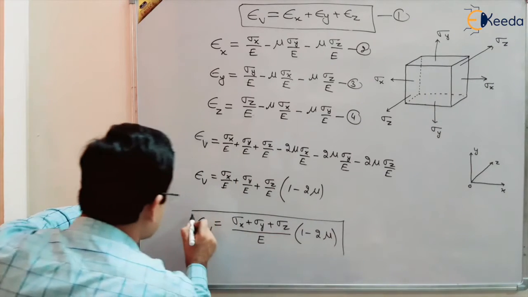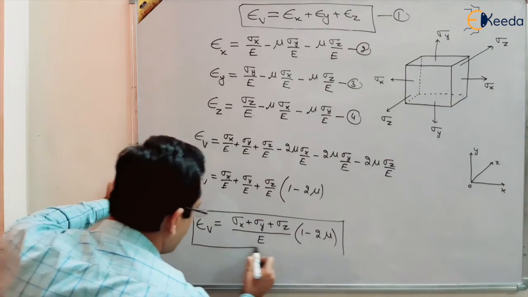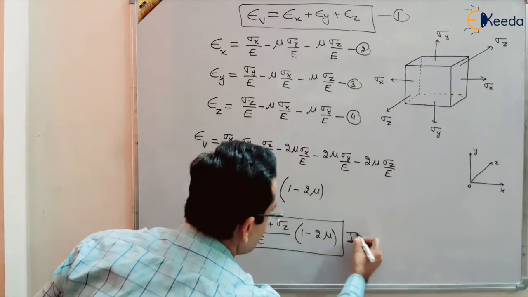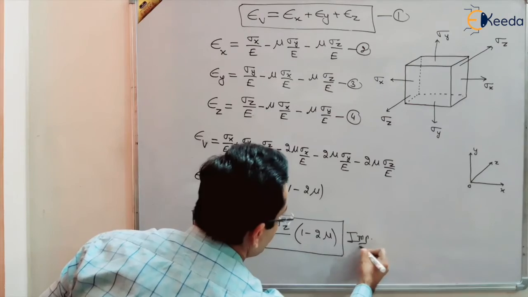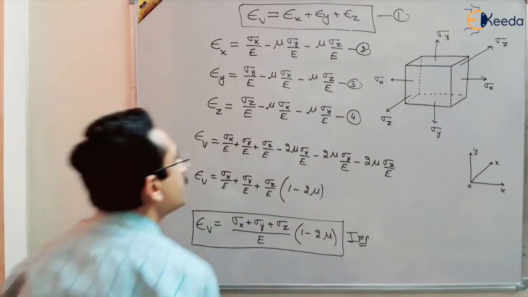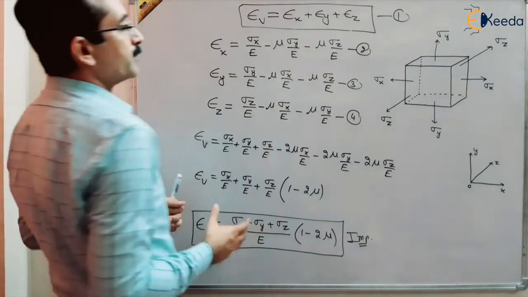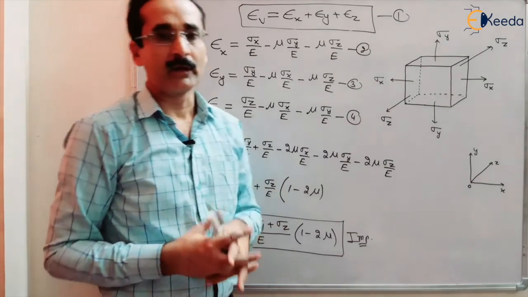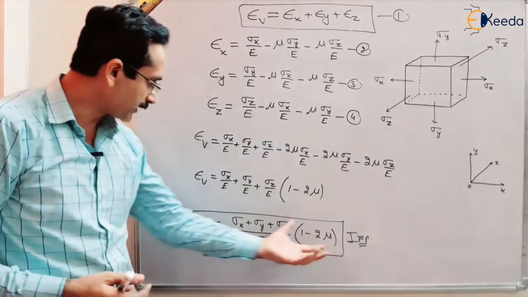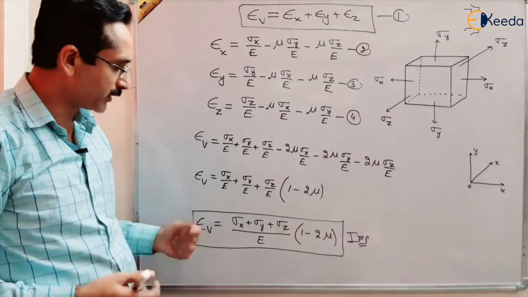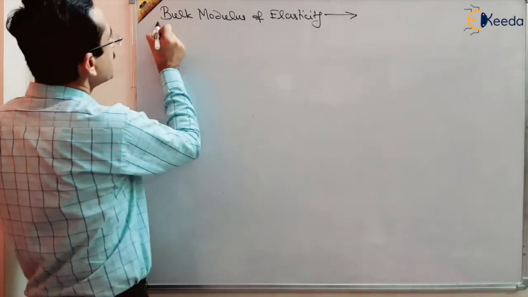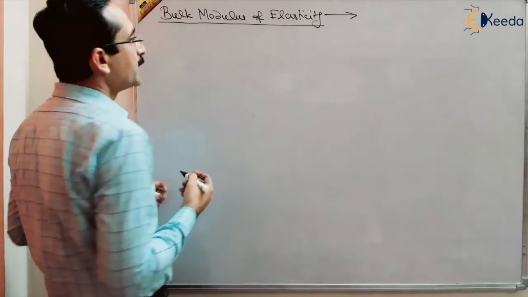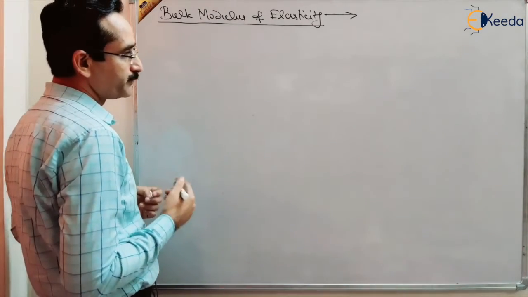We will use this result in many applications, many numericals. So this is an important result. So remember it for volumetric strain of a cuboid under multi-axial loading. When multiple loads are applied in different directions, then we can directly use this volumetric strain for that body. Previously we have studied the Young's modulus of elasticity, and this is the bulk modulus of elasticity.